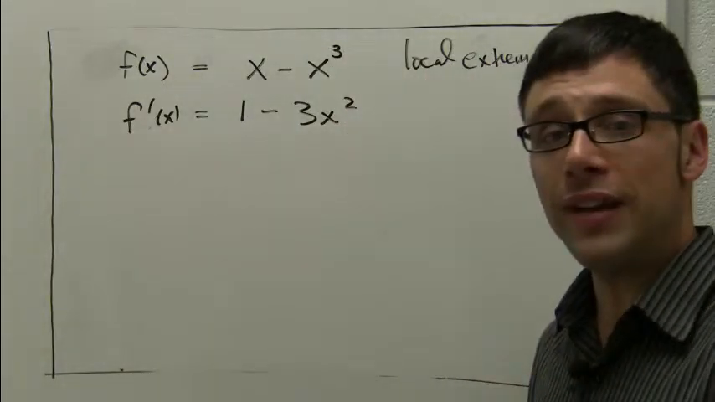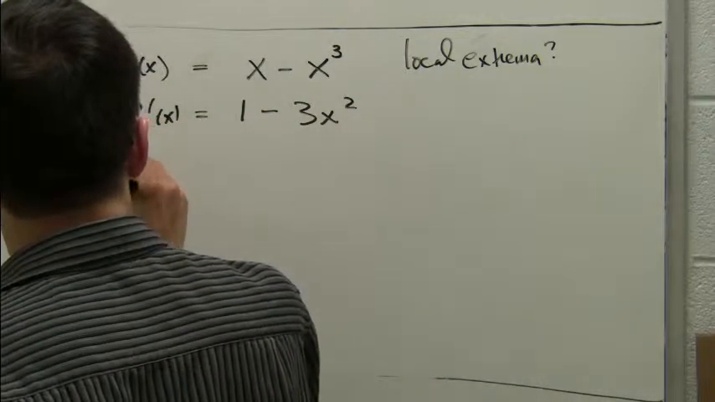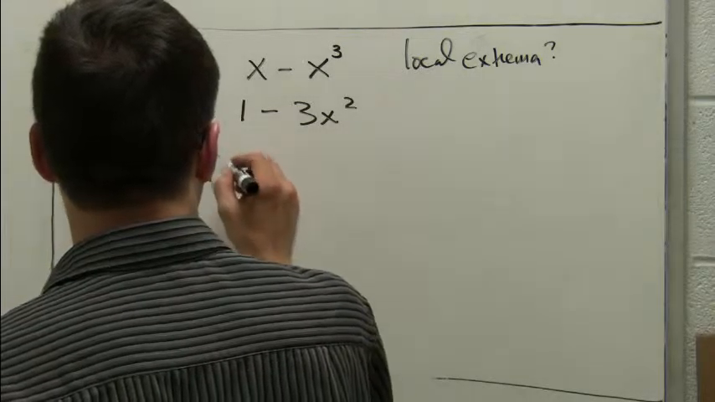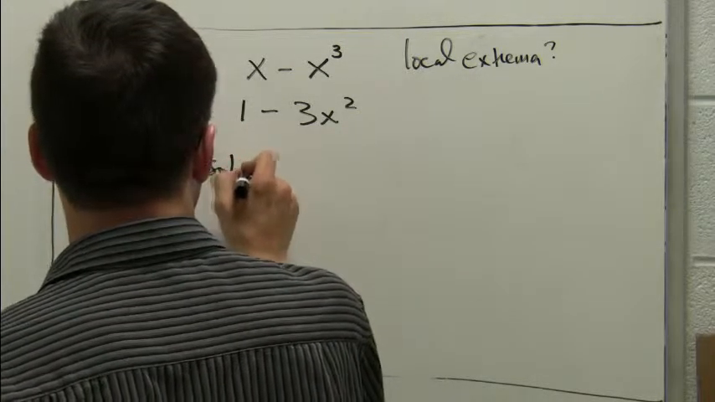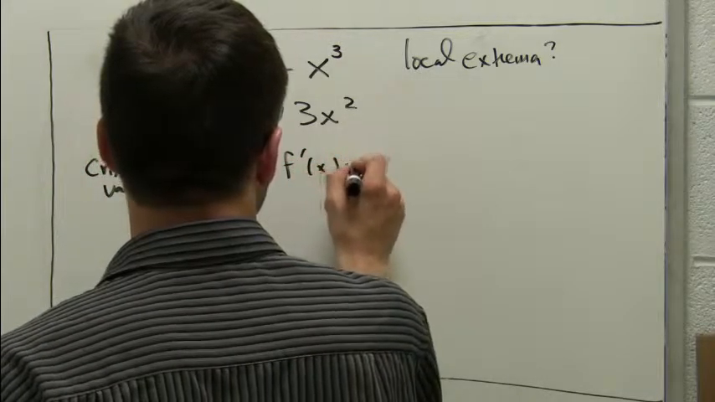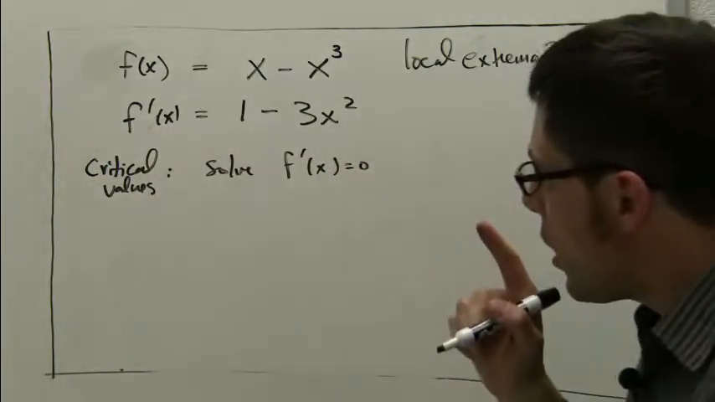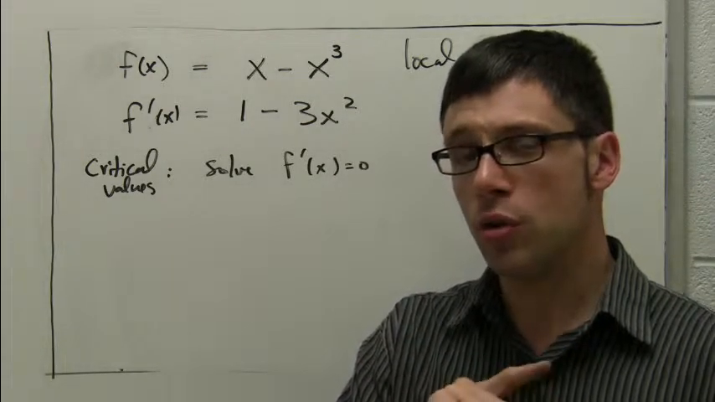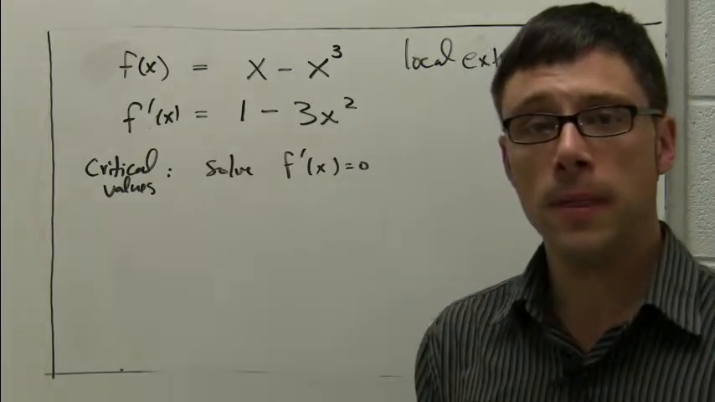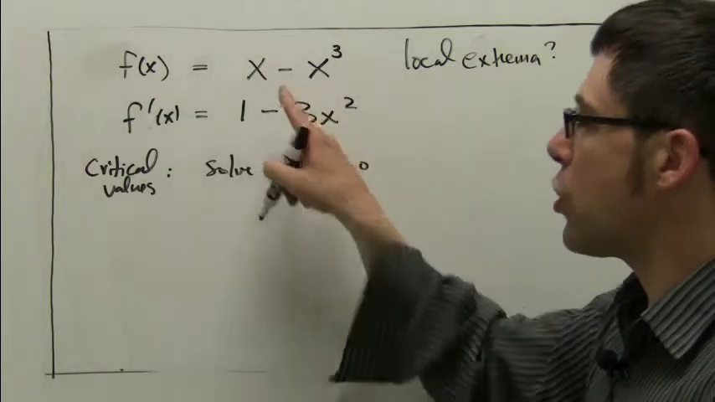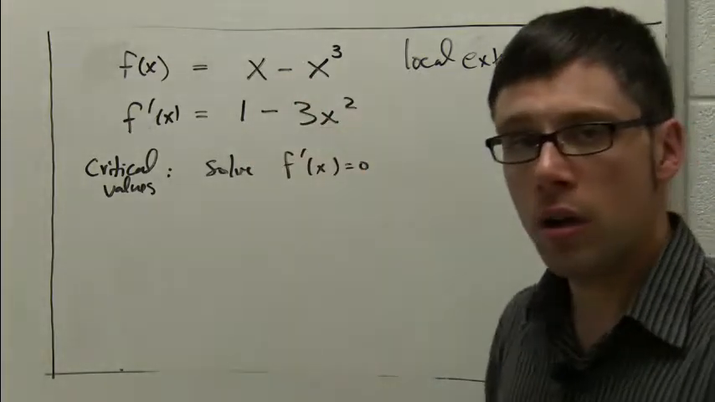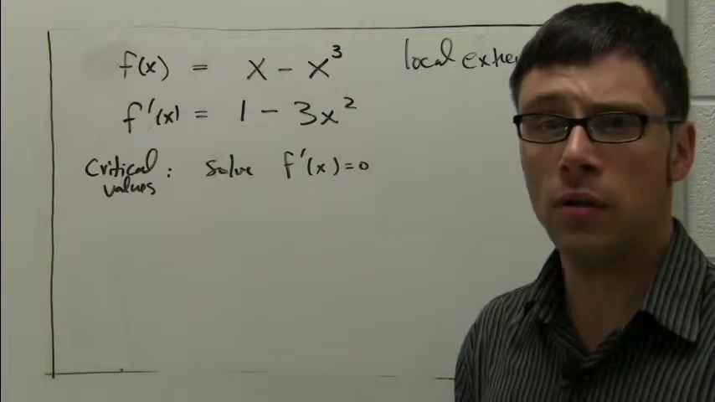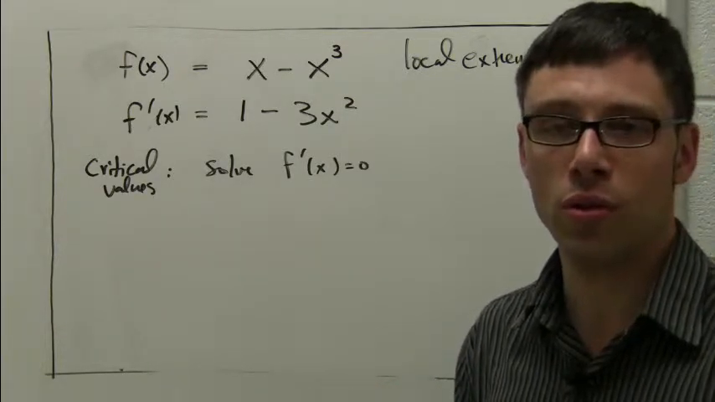In order to find the critical values of this function, remember that I solve for where f prime of x is equal to 0. Notice that I'm ignoring the fact that critical values also occur where the derivative does not exist. I'm doing that because I look at the original function, and I know that this is a polynomial, which is continuous on its entire domain, and in fact, it's differentiable on its entire domain.